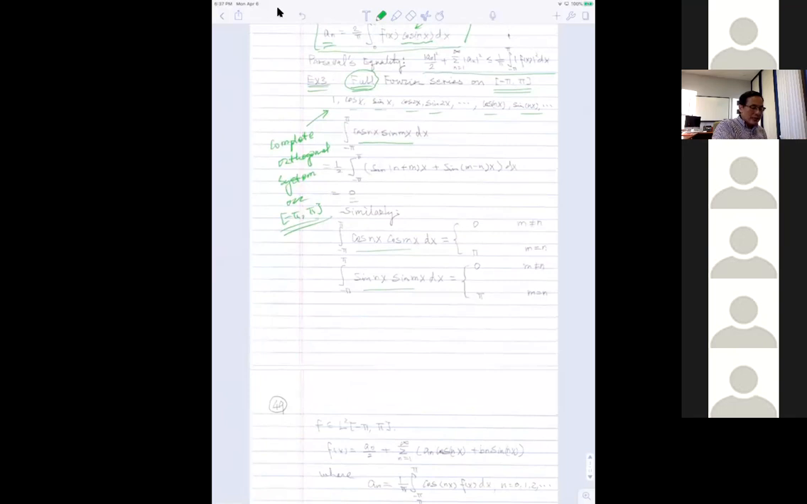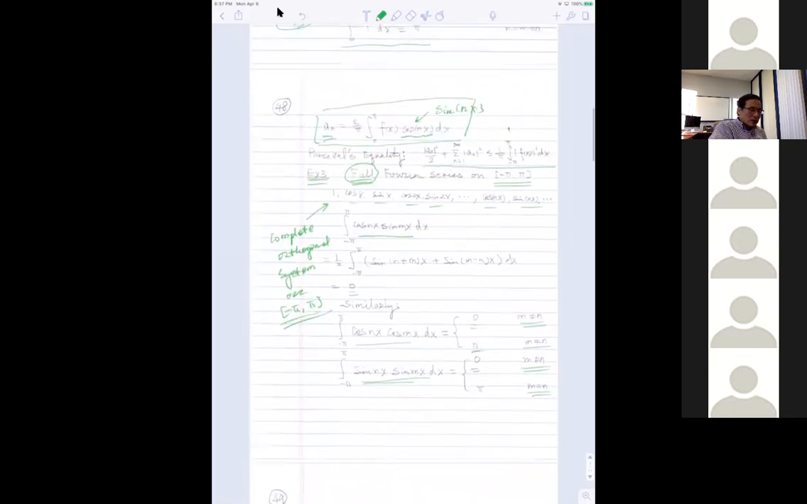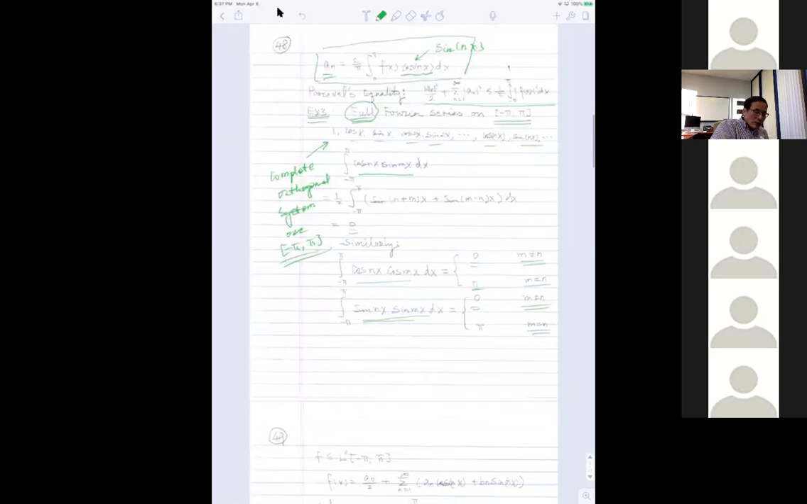But for cosine and cosine, if m and n are the same, then the integral is pi, and if m and n are not the same, it is 0. And for sine, it's the same thing: if m and n are the same, it is pi, and if m and n are not the same, the integral is 0. So go back and use these trig identities.